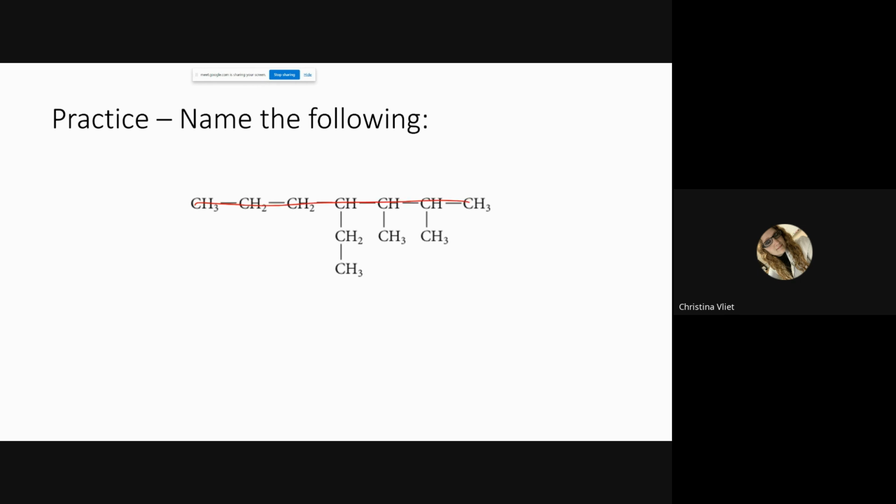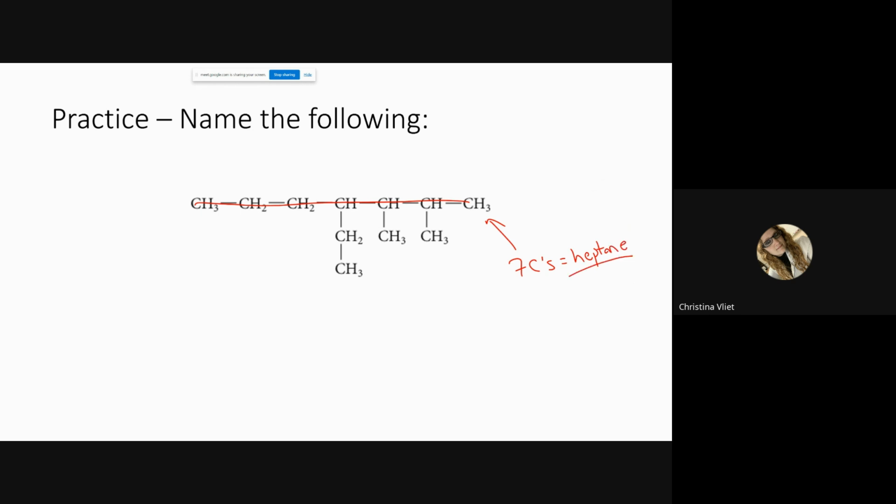So that's why I would put a line through it. Those are my 7. And 7 carbons means the end of the name is going to be what? Hex. So 7 carbons equal hexane. We know that the end is going to be hexane.